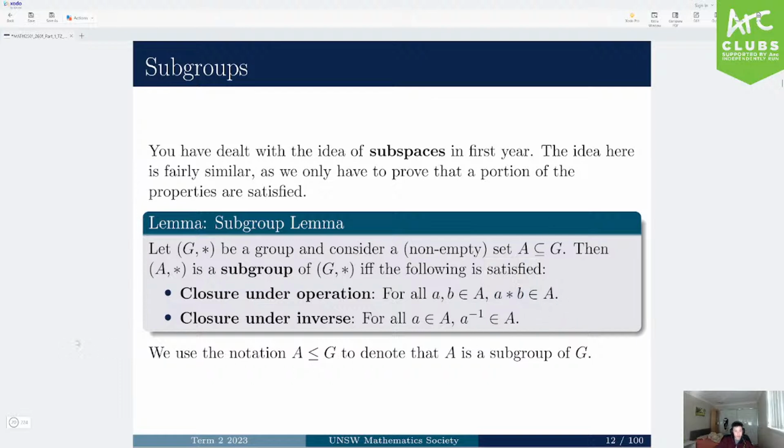Okay. The second condition is closure under inverse. So if we take any element in A, the inverse of that element also has to be in A. And if these two conditions are satisfied, then A is a subgroup of G. And we can denote it using this less than or equal to sign to denote that A is a subgroup of G.